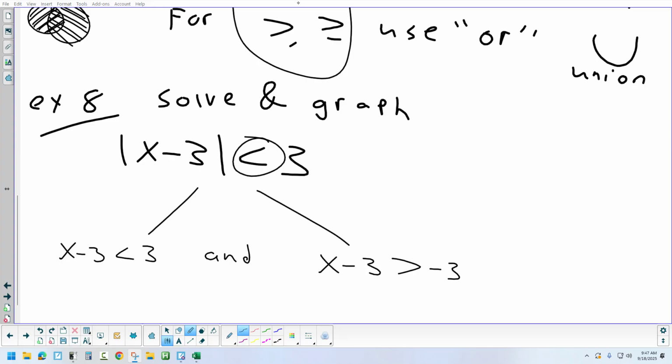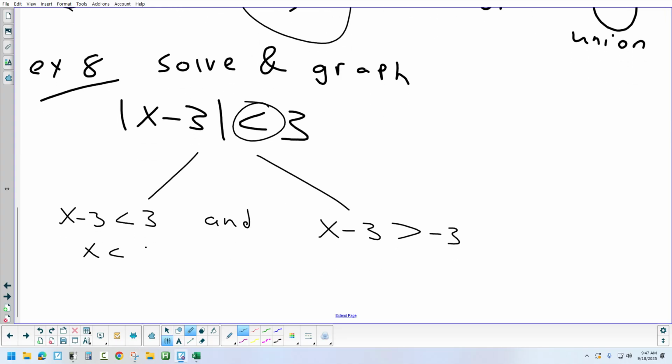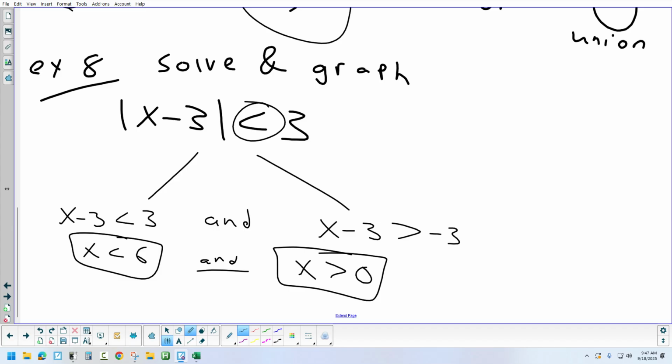Okay, so that's what we have to solve. And now let's solve each one. So x is less than 6, and x is greater than 0. And there's always all kinds of ways we could put that together. We could write it as set notation. We could graph it. But that's how you solve an absolute value inequality.